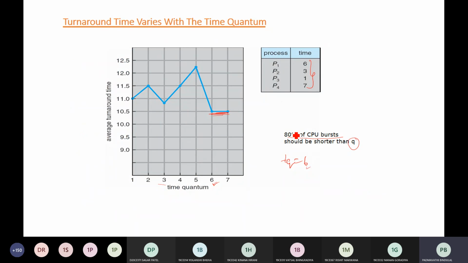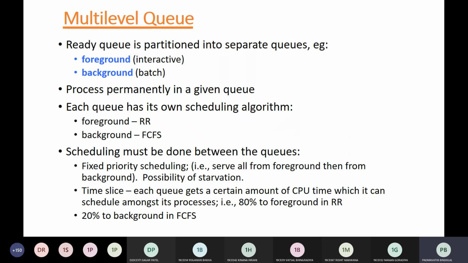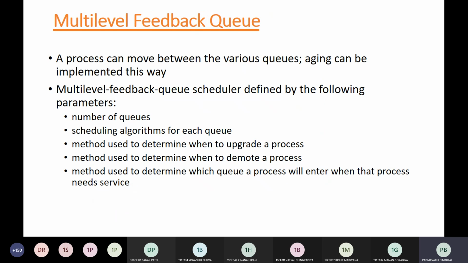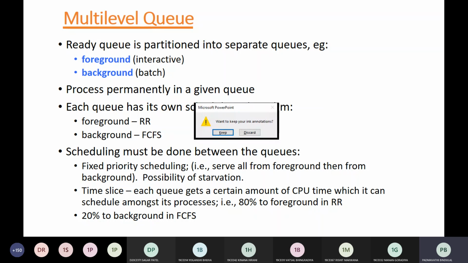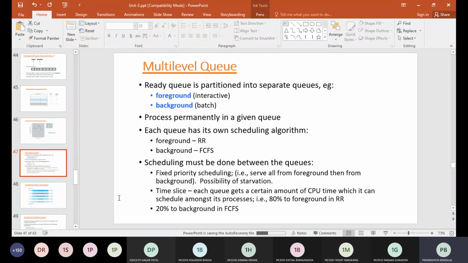Okay, so that is all about the 4 various scheduling algorithms. Another set of algorithms, multi-level queue scheduling and so on, we will discuss in the next lecture. The numerical part is completed now. The next concepts are all theoretical only: what is multi-level queue and how it is done. So one more lecture and we will finish this concept of scheduling. If you have any questions, you can ask.